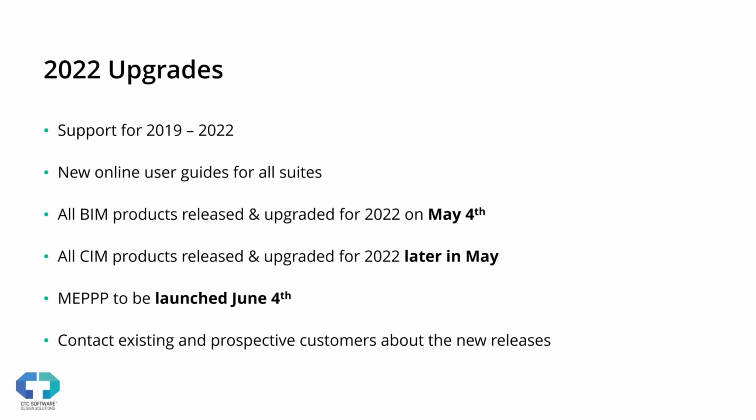So what you can do as your next step is make sure you start contacting and getting all these prospective and existing clients notified about these new releases. I know there's been many who have begun to ask you, when am I going to get the 2022 stuff? We've got a lot of emails about that so far. On the BIM side, May 4th. On the CIM side, about 2 weeks later, and for the MEP Productivity Pack, June 4th.